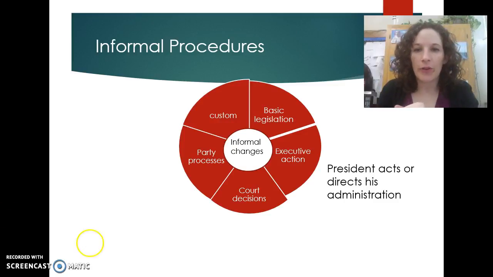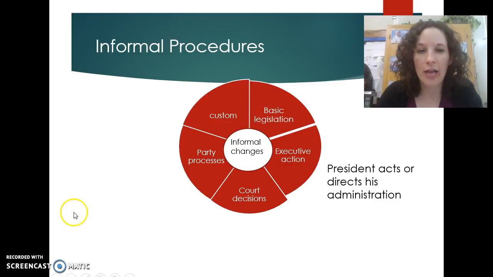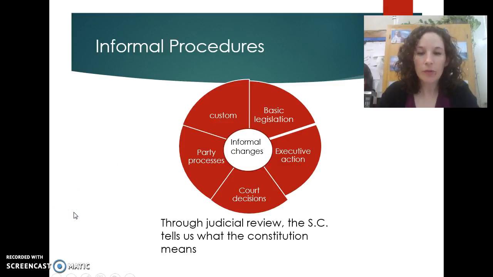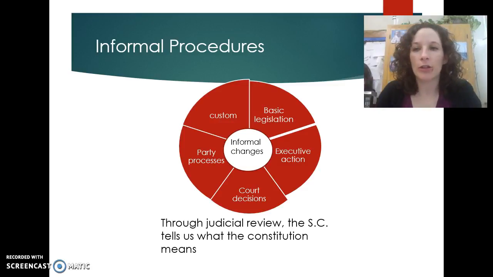Okay, so we've gone through how the president can change the meaning of his power, the meaning of the Constitution. We've gone over how Congress can change it. And the Supreme Court, through judicial review, we've seen this term before, tells us what is constitutional. They tell us when you're confused by what's written in here, this is how it should be read. So that is called judicial review, the power of the court to determine the constitutionality of a governmental action.